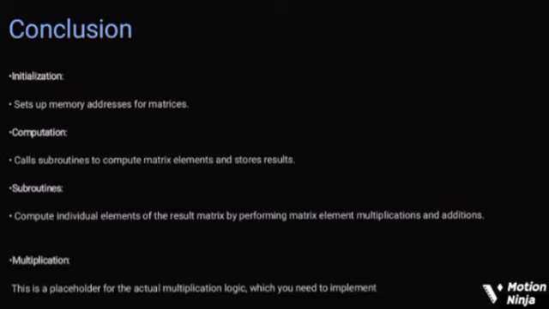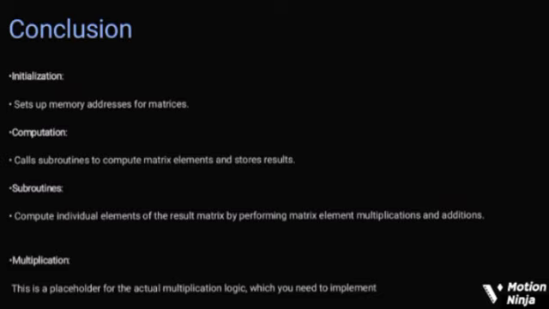The first point is initialization. Set up memory addresses for matrices. This step sets up the necessary memory addresses for matrices, preparing the data structure to store and access matrix elements. The next point is computations. Call subroutines to compute matrix elements and store results. This involves calling subroutines, which are small segments of code or functions, to compute individual elements of the matrix. The results of these computations are then stored.